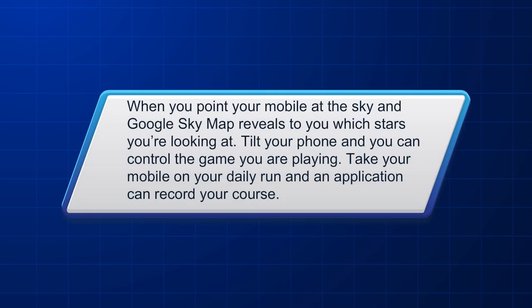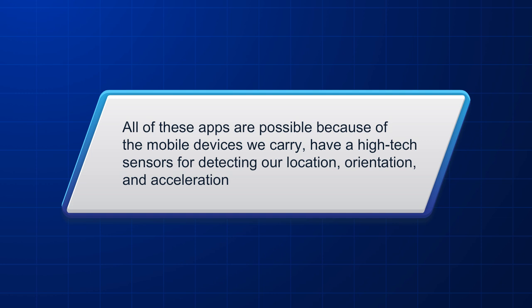When you point your mobile at the sky, Google Sky Map reveals which stars you're looking at. Tilt your phone and you can control the game you are playing. Take your mobile on your daily run and an application can record your course. All of these apps are possible because of the mobile devices we carry, which have high-tech sensors for detecting our location, orientation and acceleration.